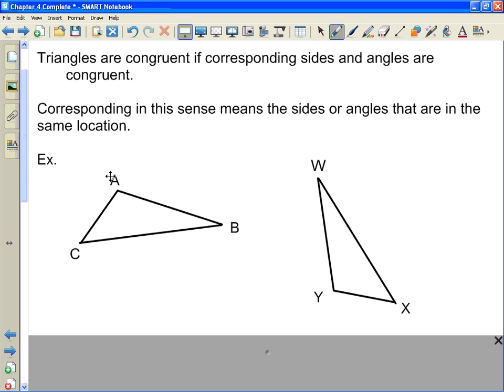So if I look at angle A, that's the two short sides. Where the two shorter sides come together is angle A, because clearly BC would be the longest side. So angle A is going to be congruent to the angle over here where the two shorter sides come together. So that would be angle Y.